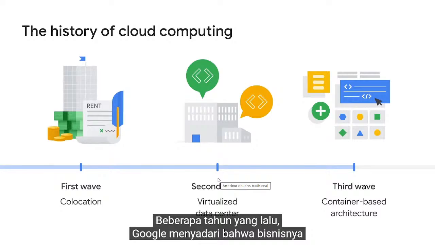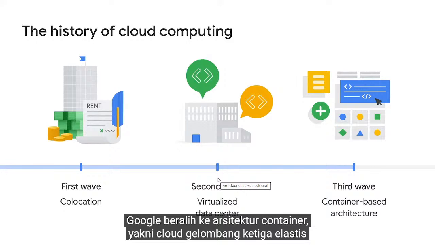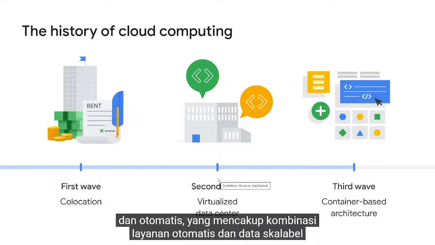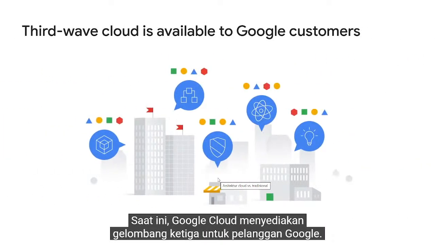Several years ago, Google realized that its business couldn't move fast enough within the confines of the virtualization model. So Google switched to a container-based architecture, a fully automated, elastic, third-wave cloud that consists of a combination of automated services and scalable data. Services automatically provision and configure the infrastructure used to run applications. Today, Google Cloud makes this third-wave cloud available to Google customers.